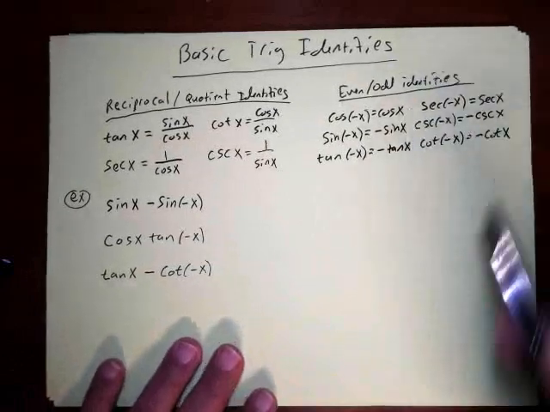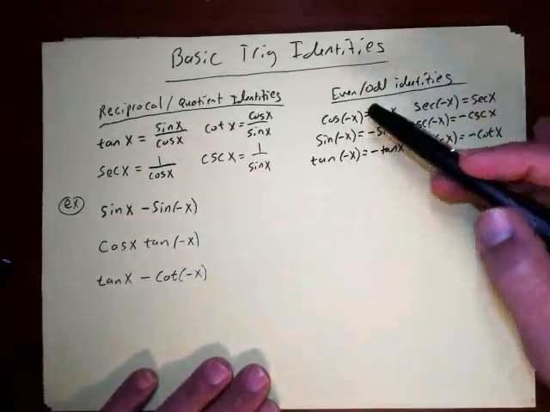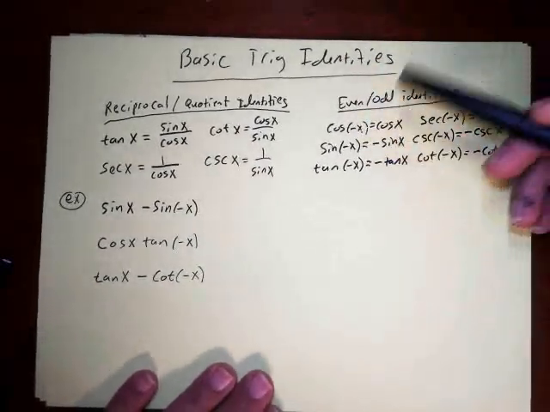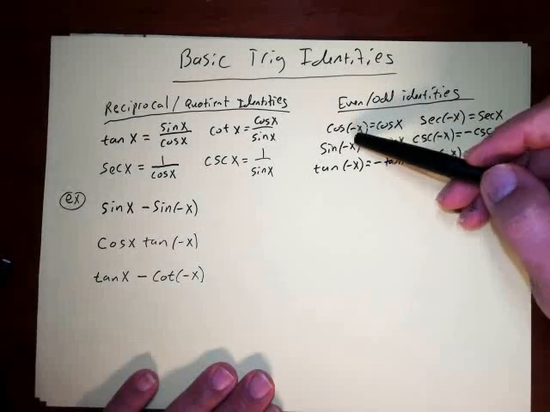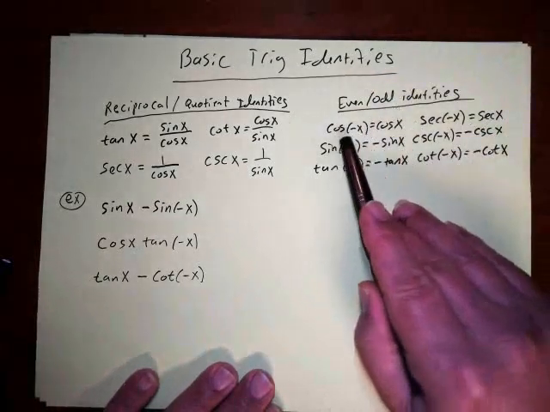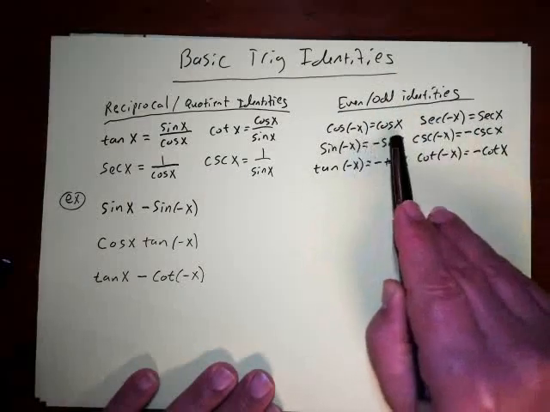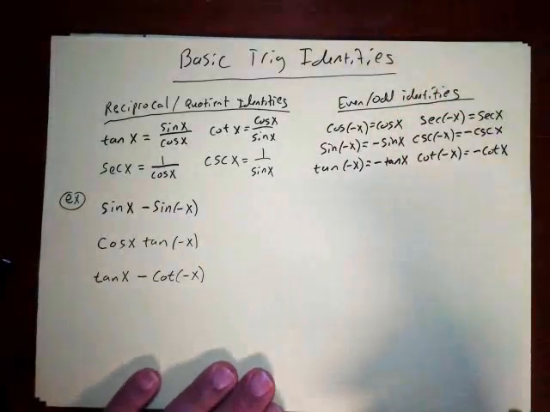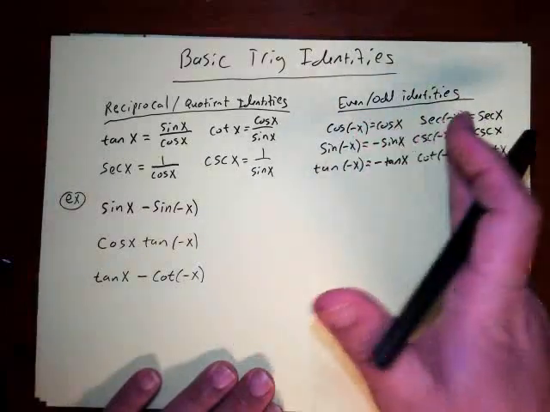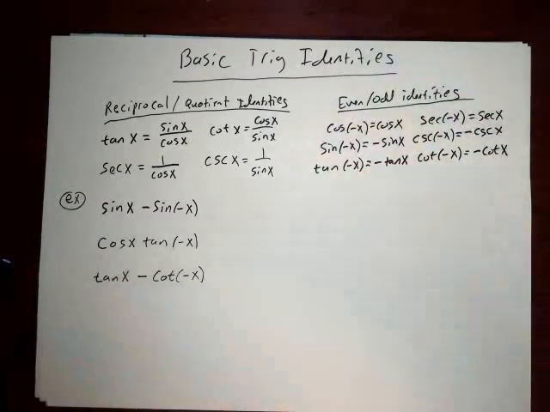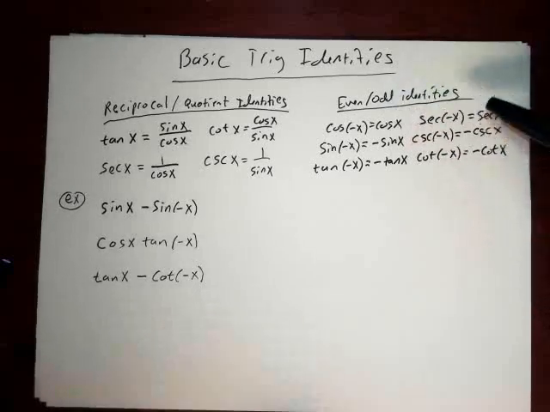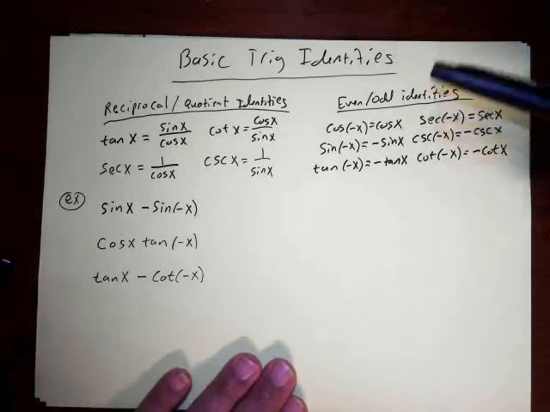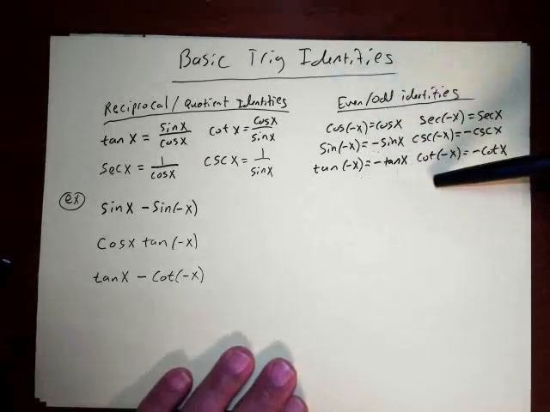Okay? Then you have the even-odd identities, and this is something you can use to simplify trig functions when they have a negative number inside the trig function, so like a negative x. So basically, for cosine and secant, you can just drop the negative sign, and the reason is because those are even functions. They're symmetrical about the y-axis, so they're the same on both sides. So it doesn't matter if it's negative or positive, just drop it. Okay? The other 4 trig functions are odd identities, and that means they're symmetrical about the origin.